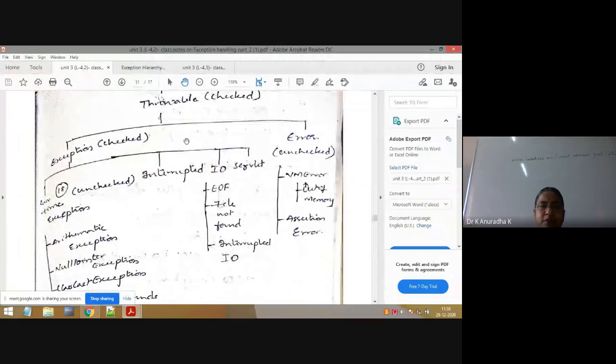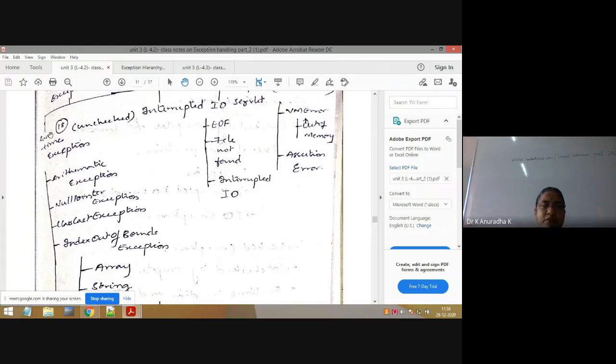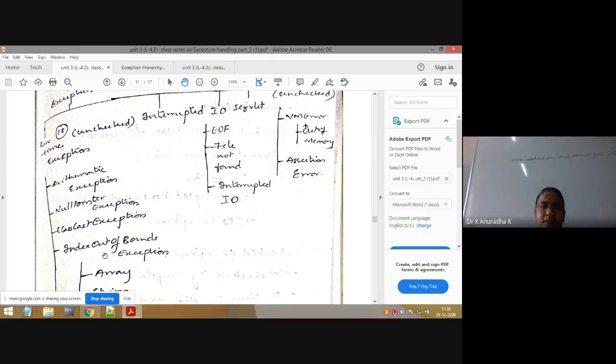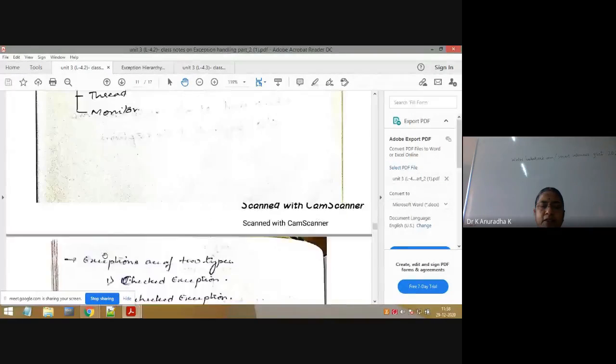Now understand the difference between superclass and subclass. Exception is the superclass, and RuntimeException is the subclass of the Exception class. Again, ArithmeticException is the subclass of RuntimeException. You can see the multi-level: Exception, under Exception is RuntimeException, under RuntimeException is ArithmeticException. So ArithmeticException is the subclass of RuntimeException, and RuntimeException is a subclass of Exception. Like that, you can follow all these exceptions. Now I will explain the programs on try with multiple catches.